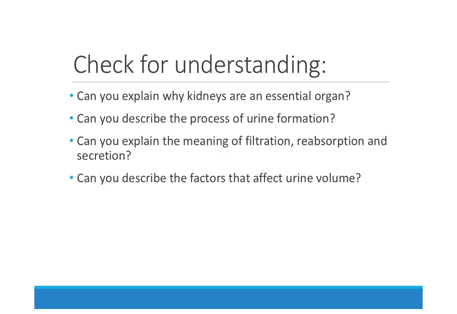So, check for understanding. Can you explain why the kidneys are an essential organ, and that if you don't have one, you're not going to live very long? Can you talk about the process of urine formation? How does that get put together? Can you explain the difference between filtration, reabsorption, and secretion? What do those words mean? And can you describe some of the factors that are going to influence how much urine you produce, what your urine volume is? If not, go back and listen again so that you're ready for the quiz.